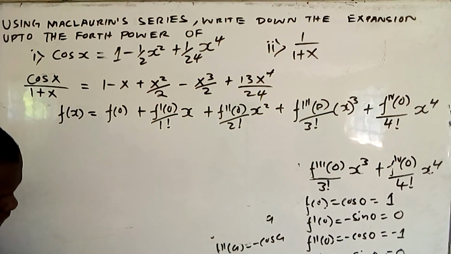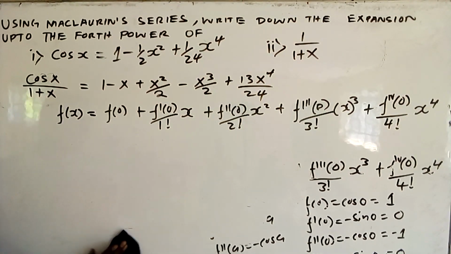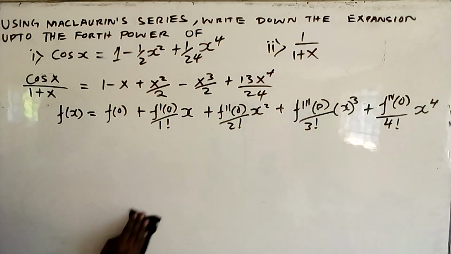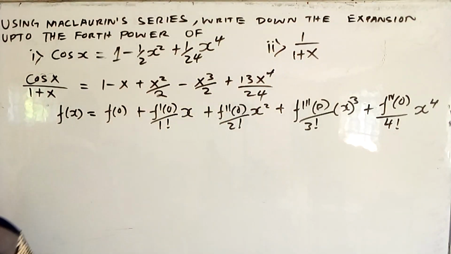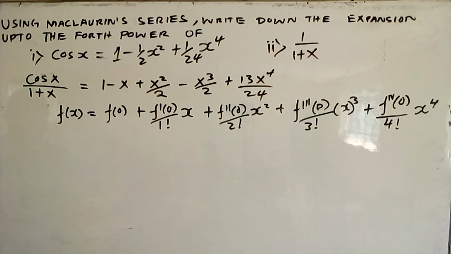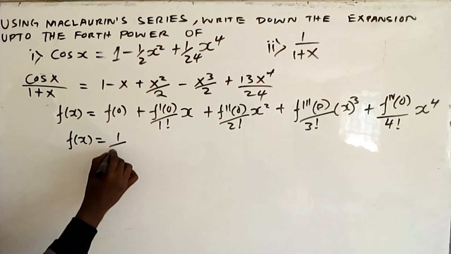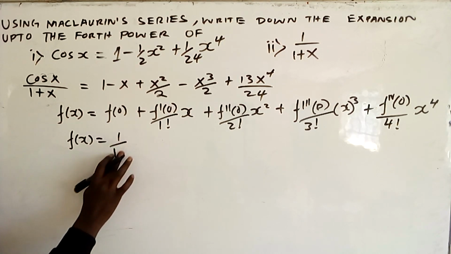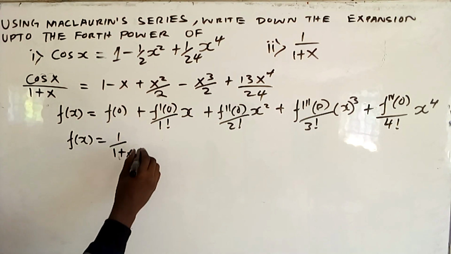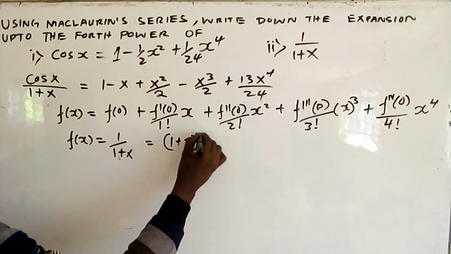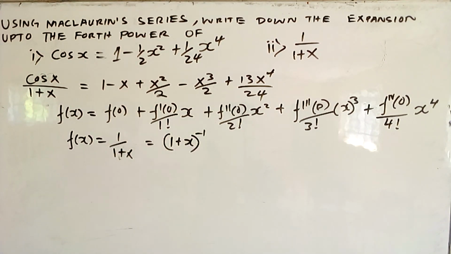So after that, you now move again. What is our f of x now? So you come and write f of x is equal to 1 over 1 plus x, which is what? 1 over 1 plus x is what? So it is 1 plus x raised to negative 1, isn't it? It is 1 plus x raised to negative 1.